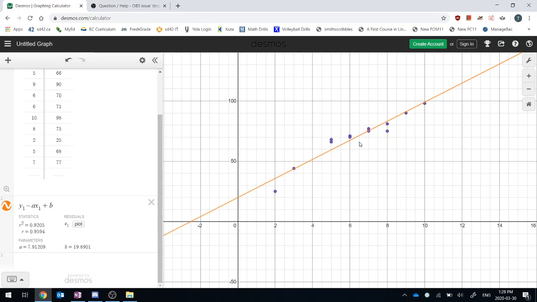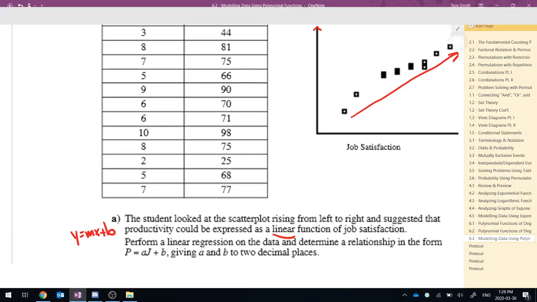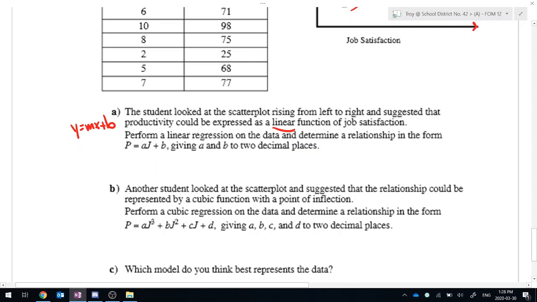It makes sense. There's a fair amount of points here that are pretty far away from the line, which is resulting in a smaller r-squared value. But that's fine. The question is just simply asking us to do this to see what we get. So let's hop back to the question. And again, my screen doesn't want to cooperate. All right. So we got an a value of 7.91 and a b value of 19.89.